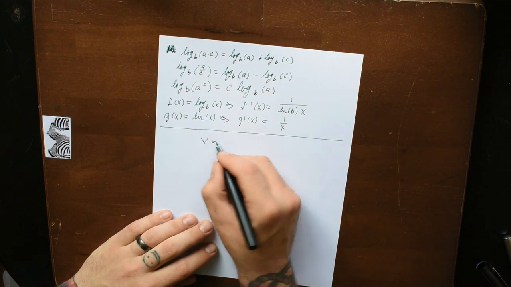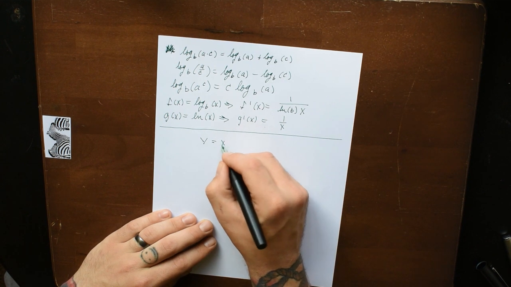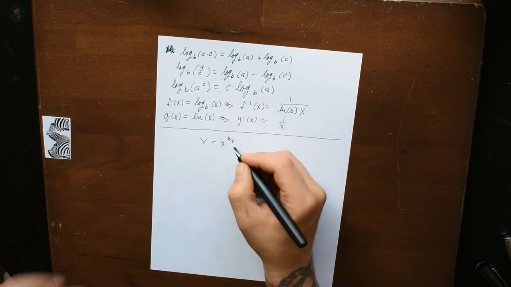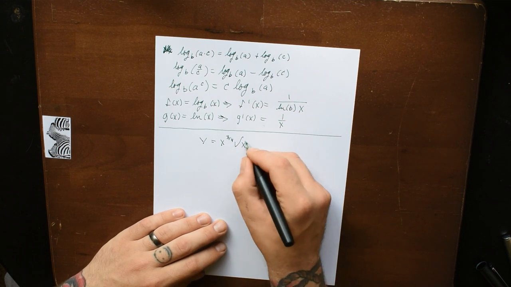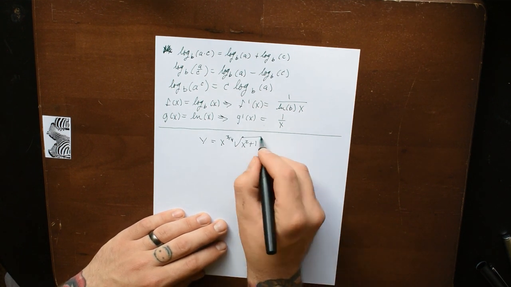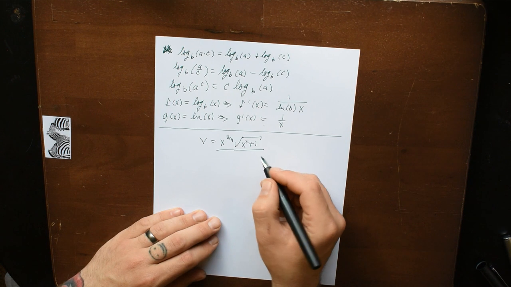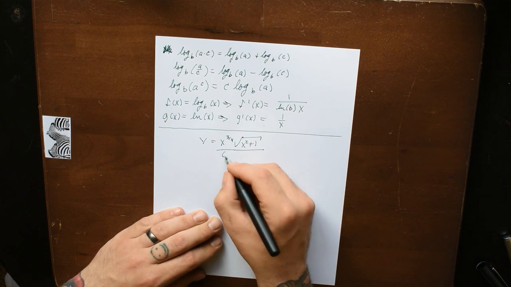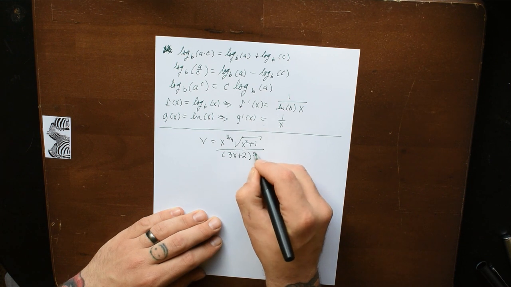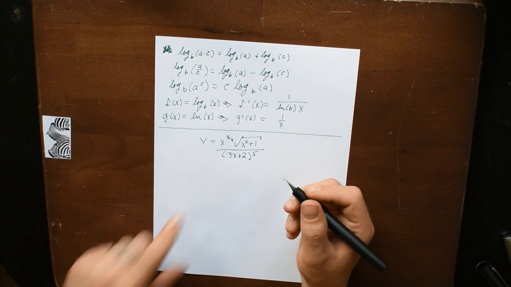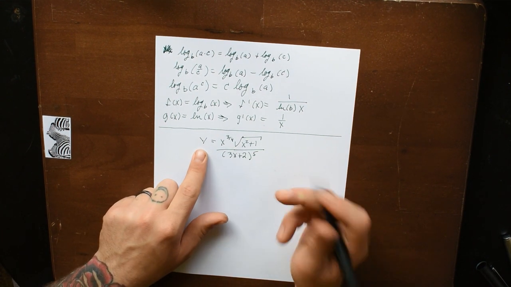So the process for logarithmic differentiation is to help us take derivatives of big things like y is equal to x to the 3/4 times the square root of x squared plus 1, all divided by 3x plus 2 to the 5th. And what we're going to do is calculate y prime.